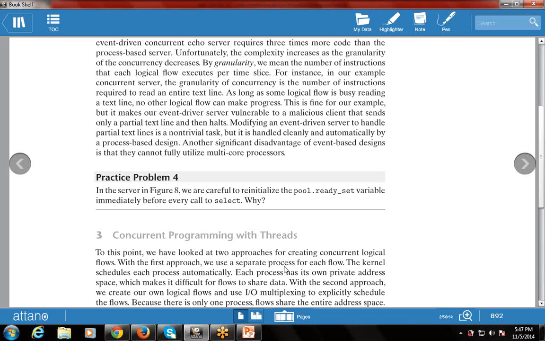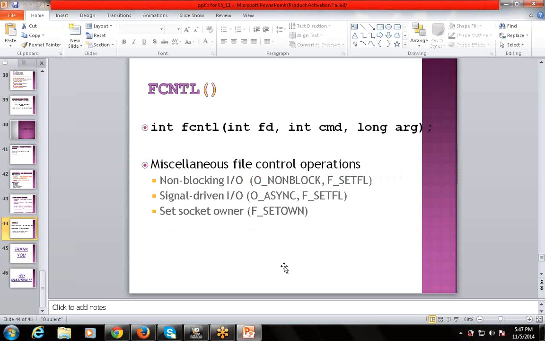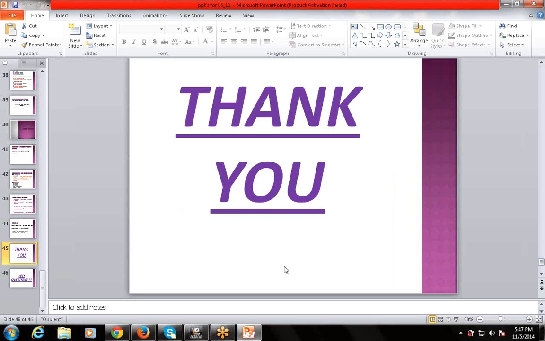Till now we have discussed how to use concurrent programming with processes and how to use concurrent programming with input-output multiplexing. The next concept is how to use concurrent programming with threads. So let's see what is left in the PPTs. This is done. This is done.